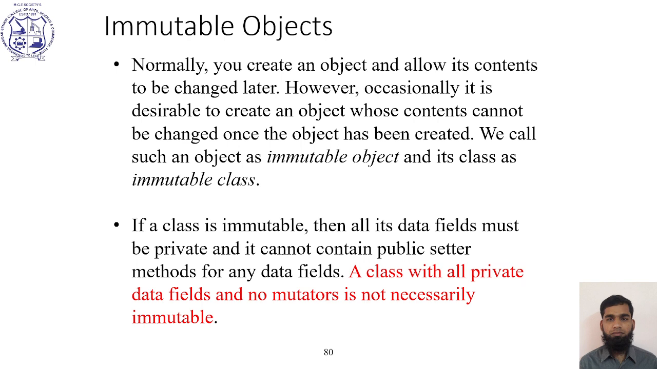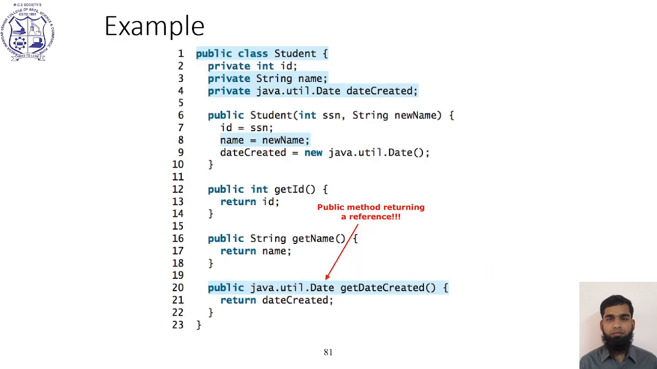Immutable objects. Normally you create an object and allow its contents to change later. However, occasionally it is desirable to create an object whose contents cannot be changed once the object has been created. We call such an object an immutable object. The content of the object cannot be changed, and its class is an immutable class. If a class is immutable, then all its data fields must be private, and it cannot contain public setter methods for any data field. A class with all private data fields and no mutators is not necessarily immutable.